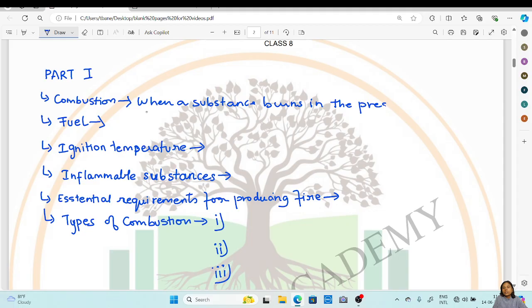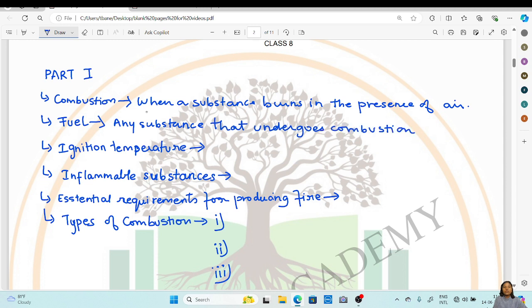Now next, fuel. So any substance that undergoes combustion is known as the fuel. Then we learned something about the ignition temperature. Ignition temperature is the lowest temperature at which a substance catches fire.